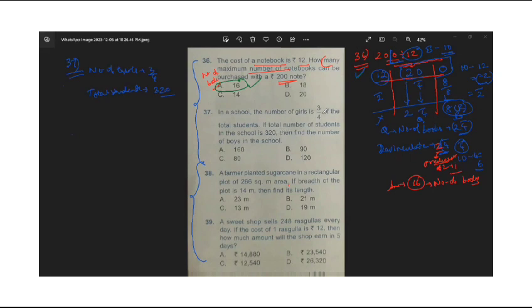Instead of doing 3 by 4 into 320 and subtracting that from 320, which is not required, since it is already given as 3 by 4, that means the ratio of boys to girls should be 1 is to 3.